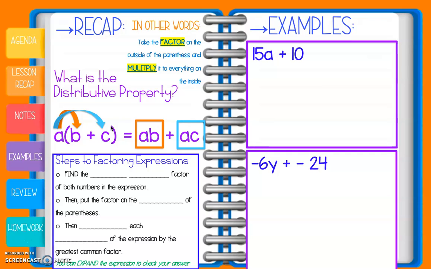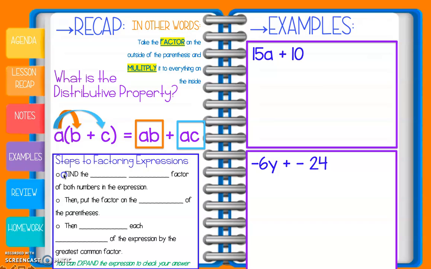Today what we're going to do is work backwards. We're going to start with this side, our expanded expression, and we're going to factor it, which just means we're going to find this factor that goes on the outside of the parentheses, and then find the terms that go on the inside. So steps to factoring.